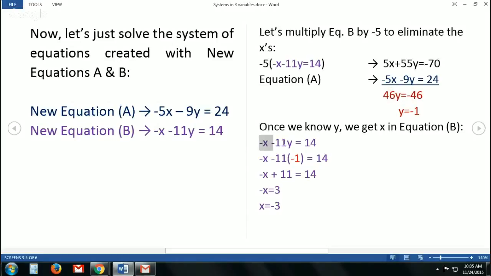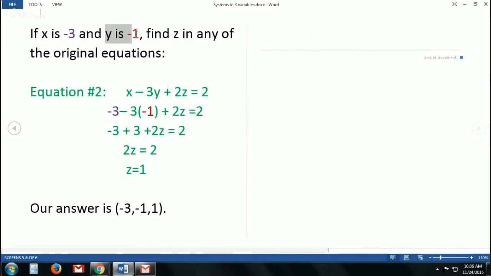Here is our equation B. We now know that y is -1, so let's put it in for y everywhere we see a y, and then let's do the arithmetic that results. -11 times -1 made positive 11. If I subtract 11 from both sides, 14 minus 11 gives me 3. But now I don't want -x equals 3 for an answer. I want to solve that for positive x. Divide everything by -1, and we get x is -3. So at this point, I know that y is -1. I know that x is -3.